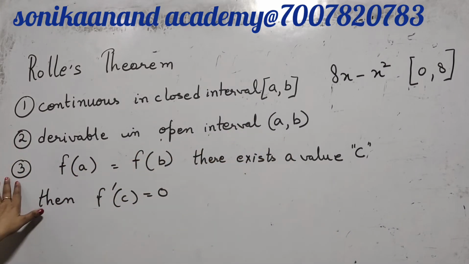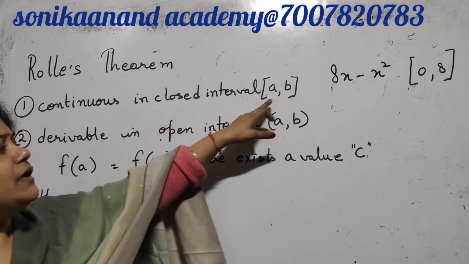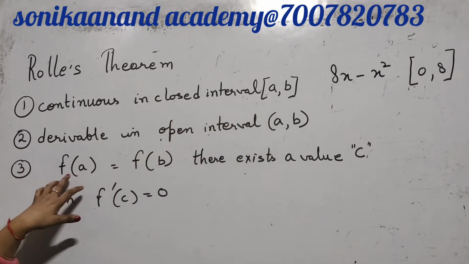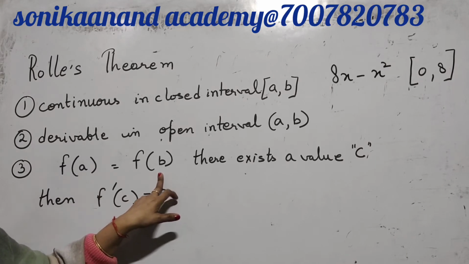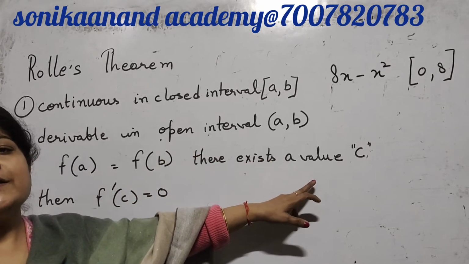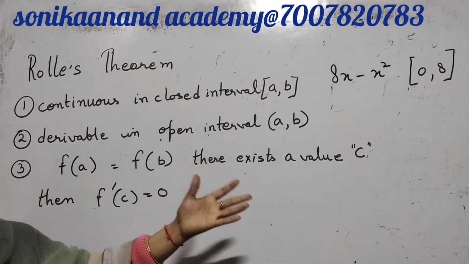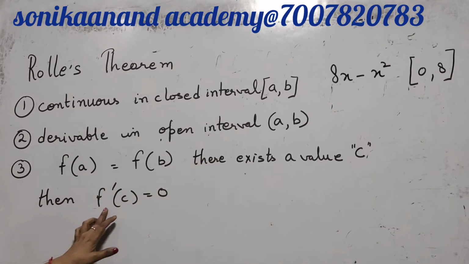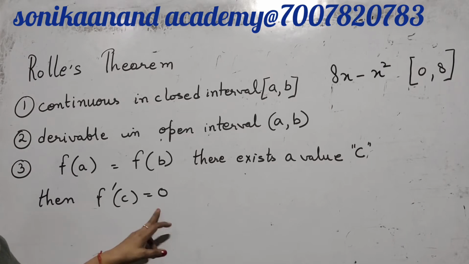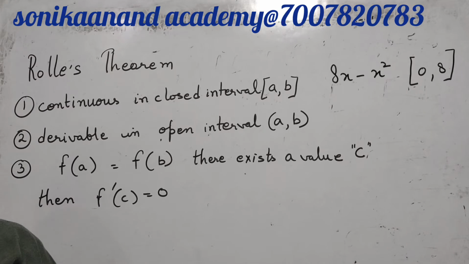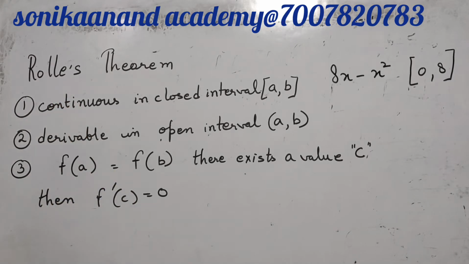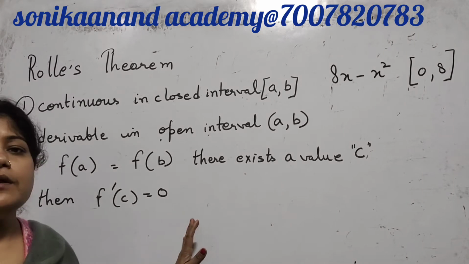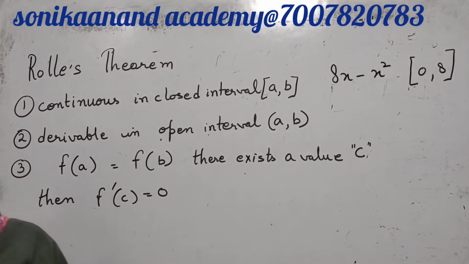And the third condition: if we put the values of the limits in the function, f of a is equal to f of b, then there must exist a value c for which f dash c is equal to 0. If these three conditions are satisfied by a given function, then that function satisfies Rolle's theorem. Now I am going to explain this topic by taking some examples.